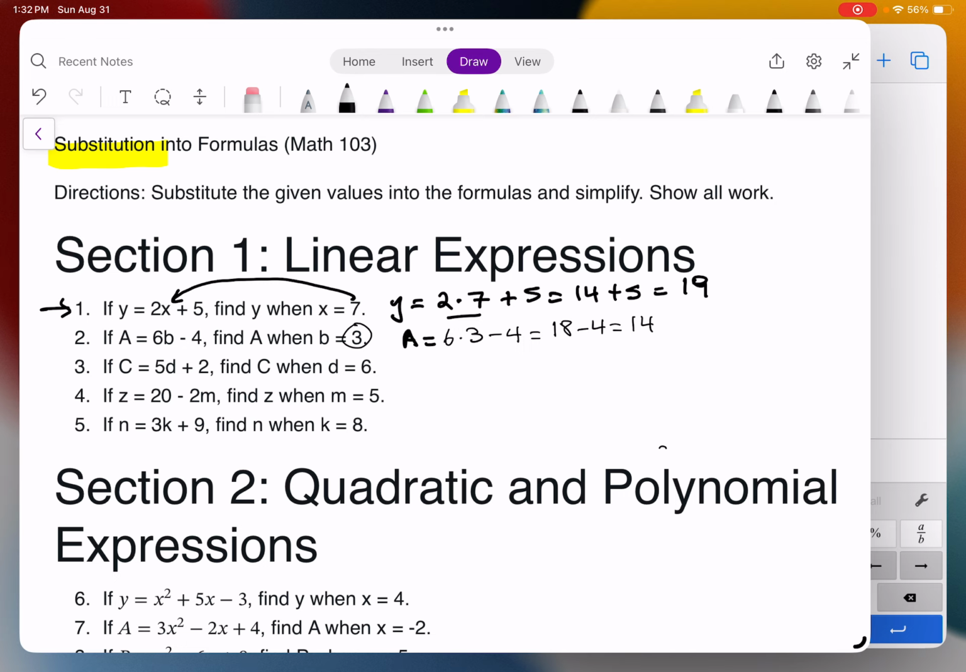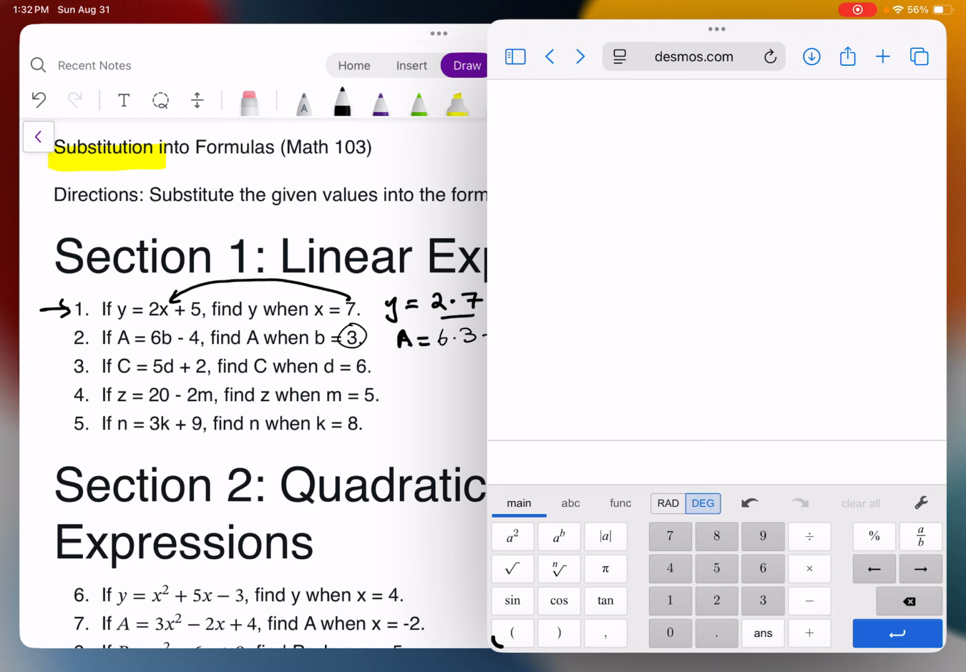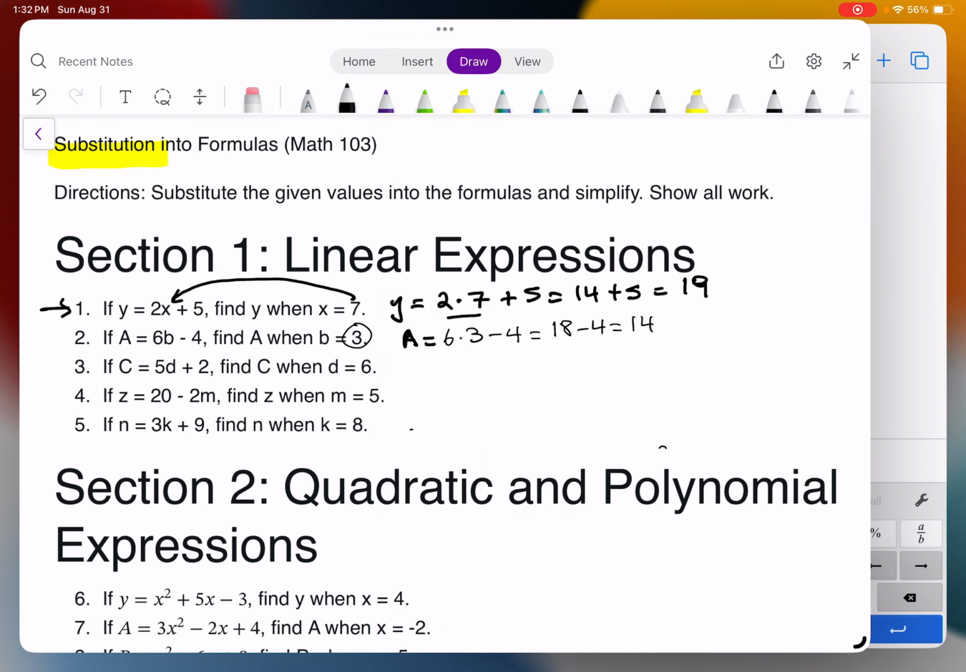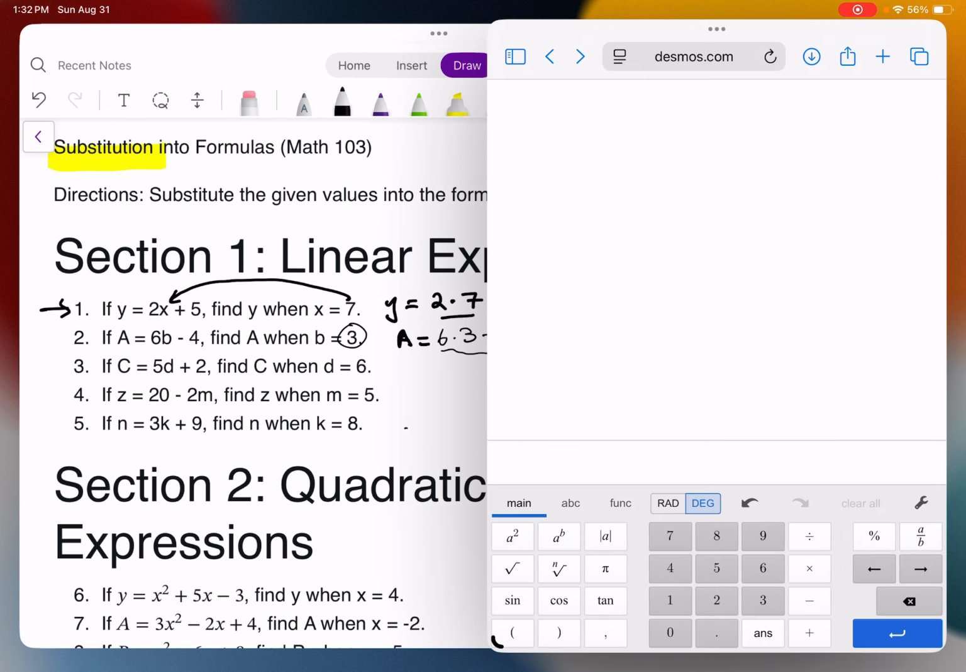Now I'm going to show you how to use an online calculator. That's desmos.com, and that's the scientific calculator I chose. I'm just going to type everything I have on number 2 here, 6 times 3 minus 4, just like you see it. Then enter, and that will give us 14.